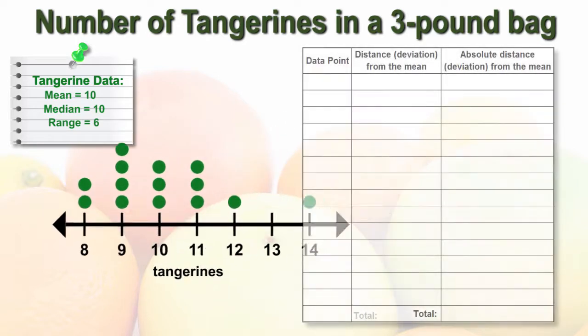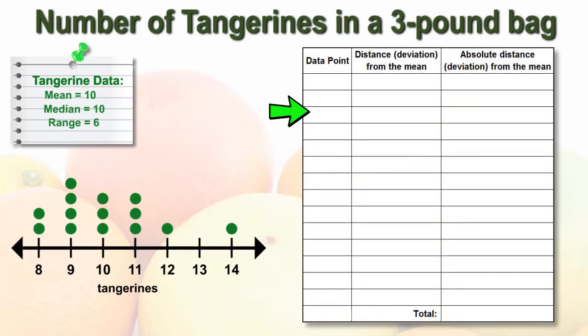Another way to measure the spread of data is to find the average of the distances of all the data points from the mean, or the mean absolute deviation. Using a table, we can find the mean absolute deviation. First, circle the mean on the line plot. Using the mean from the tangerine example, we will need to circle 10. Next, we will need to find how far away each data point is from 10, or the deviation from 10.